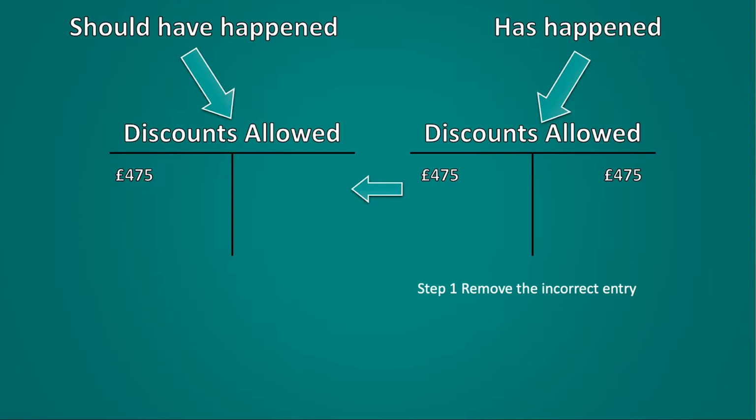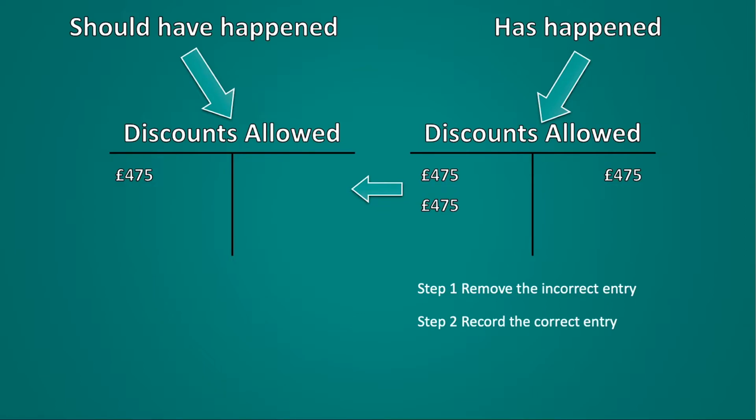Step 2 is then to record the correct entry, which as we know should have been a debit within the discounts allowed. So again, we will debit the discounts allowed. The effect of this is that we now have an overall debit balance within the discounts allowed account as it should have been in the first place.